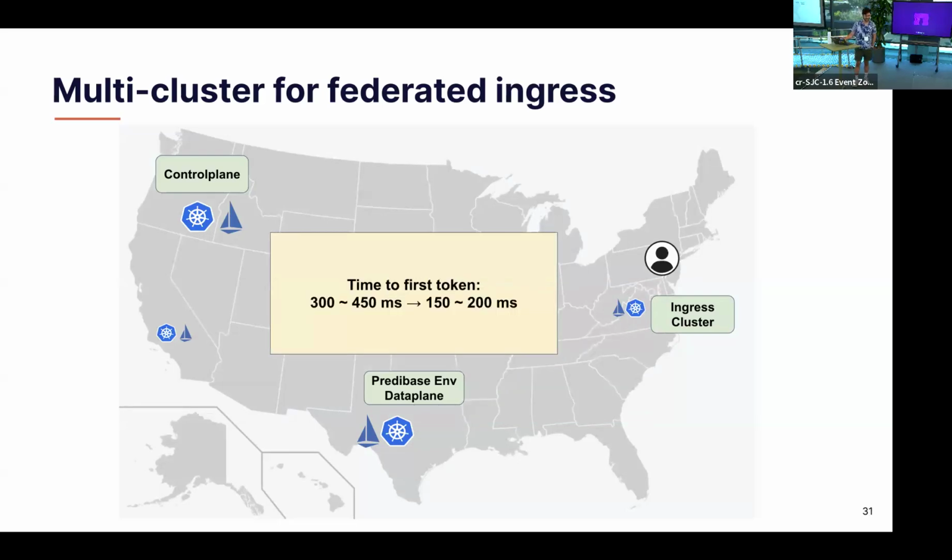With some testing, we found that the time to first token went down from 300 to 450 milliseconds for people on the East Coast, all the way down to less than 200, which is about where we want to be. Obviously, it would be much better if the data planes themselves were closer to the customers. If anyone has a lot of money and wants to help us buy more GPUs, please let me know. But until then, this is what we're working with. So I'm pretty happy with this result, and I think it speaks to the power of using Kubernetes as a very generalized platform for doing compute.